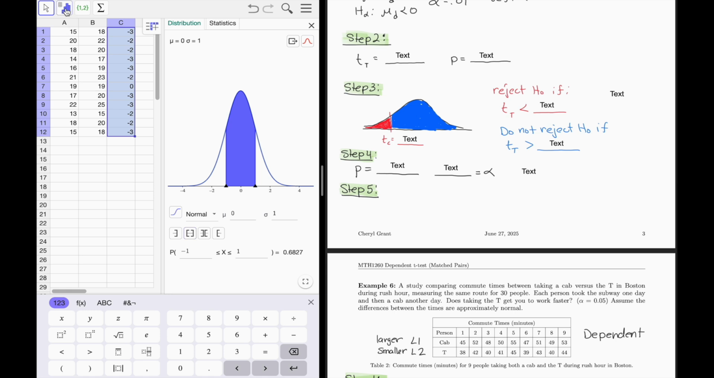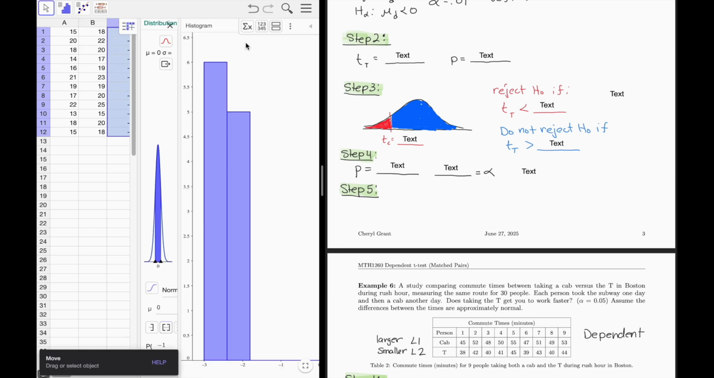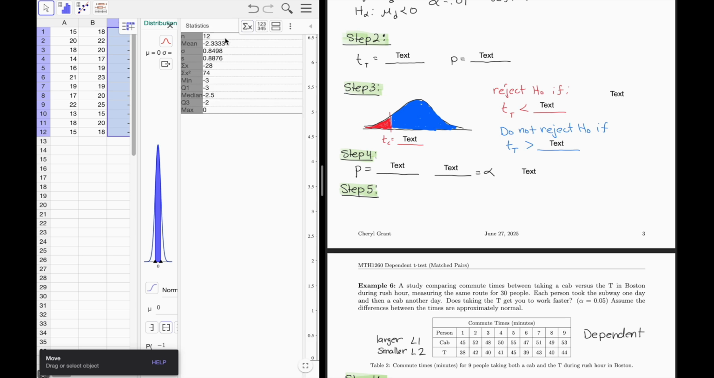So I'm going to choose the histogram, one variable analysis. I'm going to choose this symbol here to get our statistics. And so we can see that our mean is negative 2.3333, and our standard deviation for the sample is 0.8876. And so we need that to put it in for our t-test. So we're going to write that down.